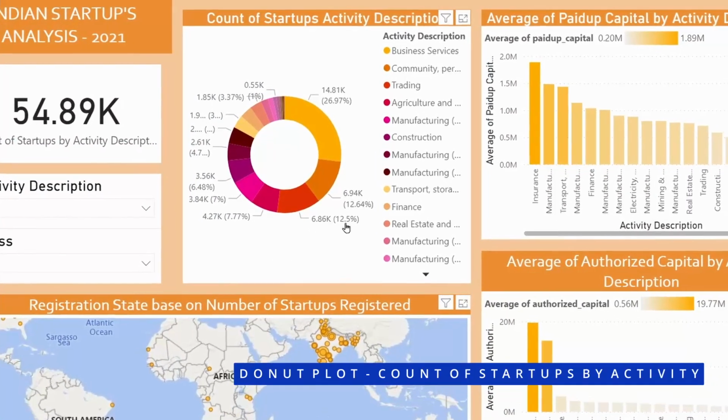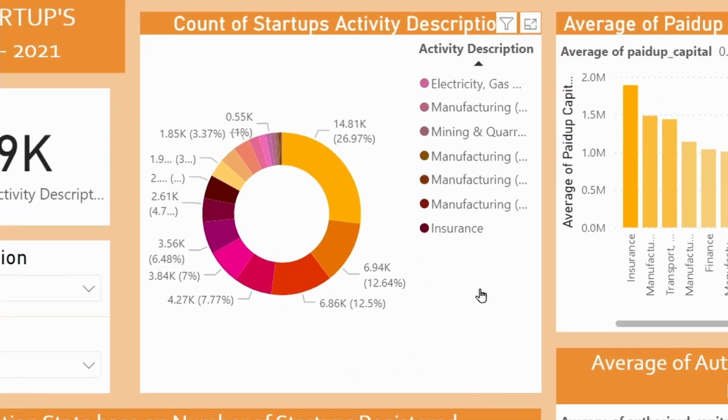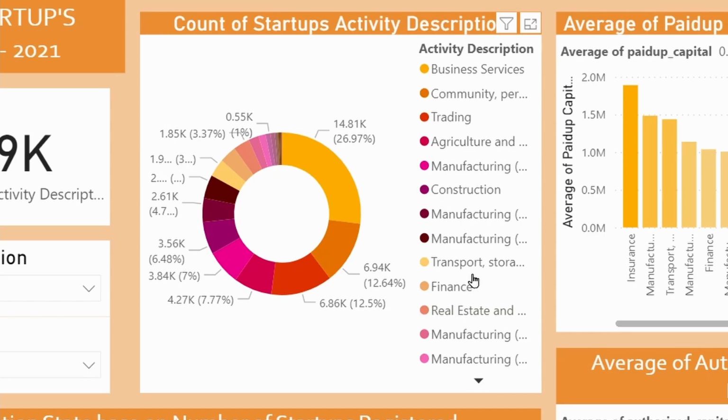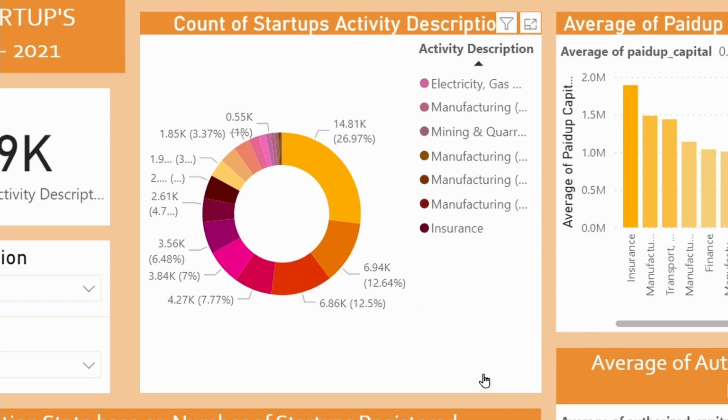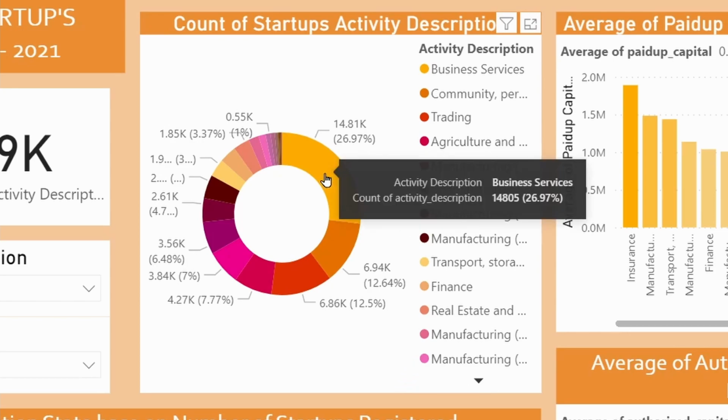In the next plot right here, this is a donut plot where we can see all the types of business, the areas of business in which the startups are being created. We can see business services, community training, and all these types of business. And we can also see that business services is the most common type of startup being created.